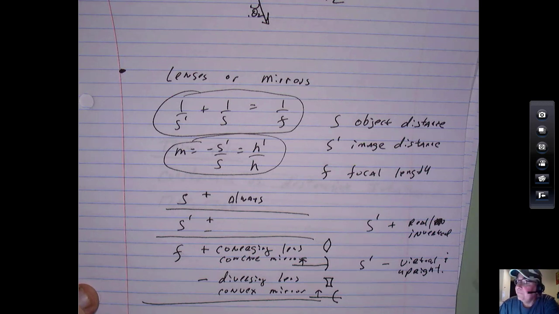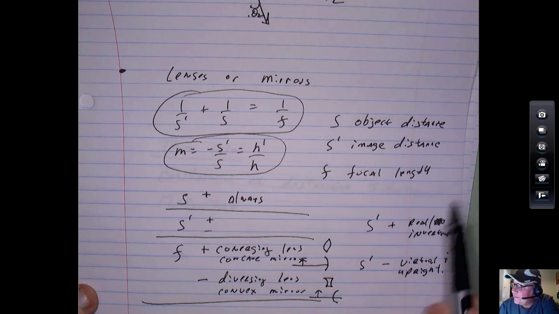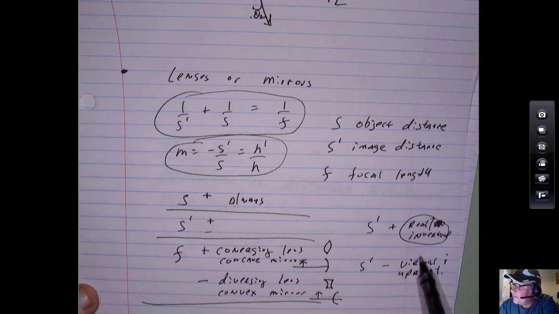Okay, reminder: if S prime is positive, that means you have a real image. Real images are always inverted. If S prime is negative, the image is virtual. Virtual images are always upright. So you'll never have a real upright image. Those don't go together. These go together, and these go together.